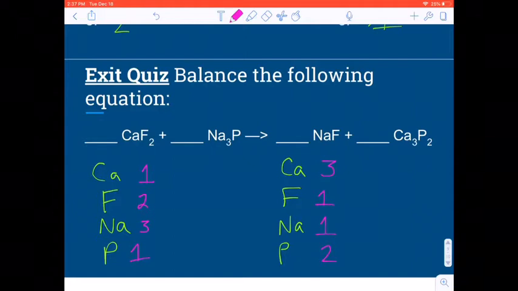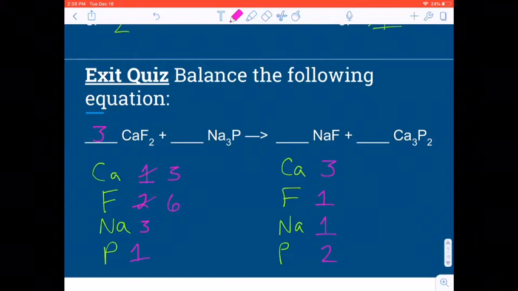So let's just start out with our calciums. We can't change our 3 on the right side to 1, but we can change our 1 on the left side to 3. So right now it's 1. If we multiply it by 3, it changes it to 3. So now our calciums are balanced. But we just changed our fluorines too. So because there was initially 2 fluorines to begin with, and you threw a coefficient of 3 in front, you multiplied that 2 by 3, and you got 6.